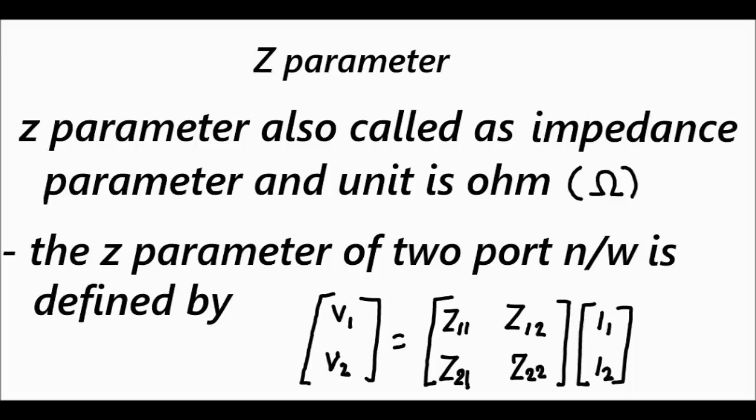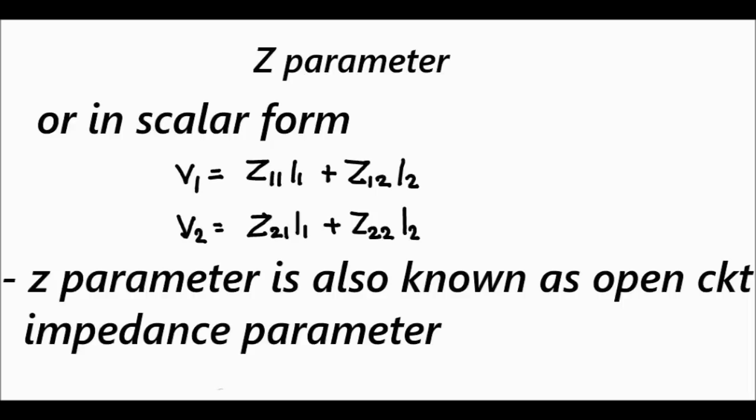Today we will learn how to solve Z parameter. Z parameter, also called the impedance parameter, is expressed in ohm. Z parameter of a two-port network is expressed as V1 is equal to Z11 I1 plus Z12 I2, V2 is equal to Z21 I1 plus Z22 I2. Z parameter is also known as the open circuit parameter and it is solved in open circuit condition.